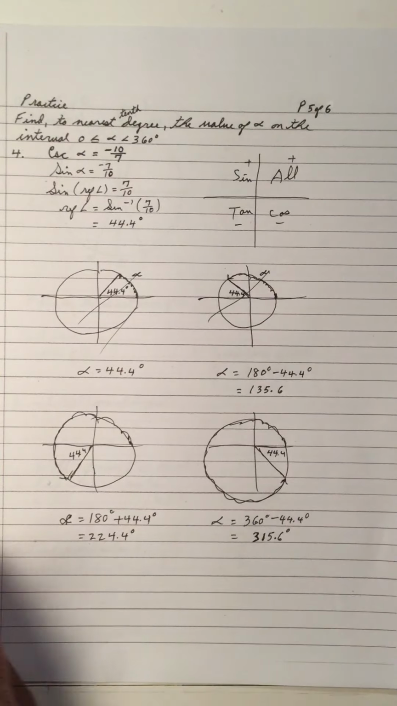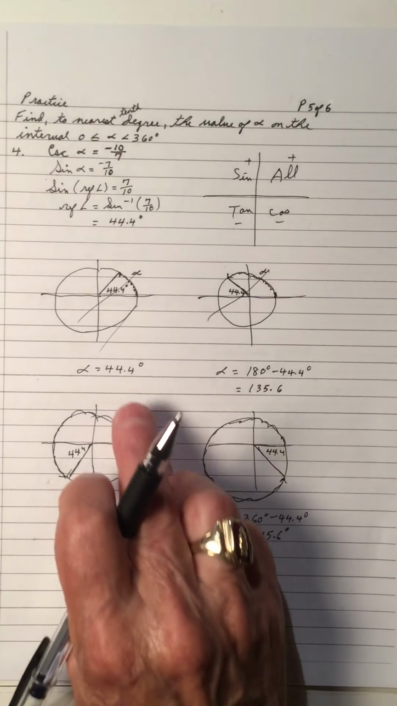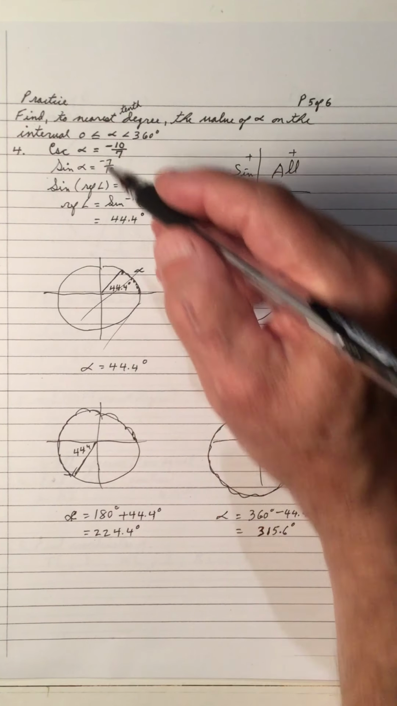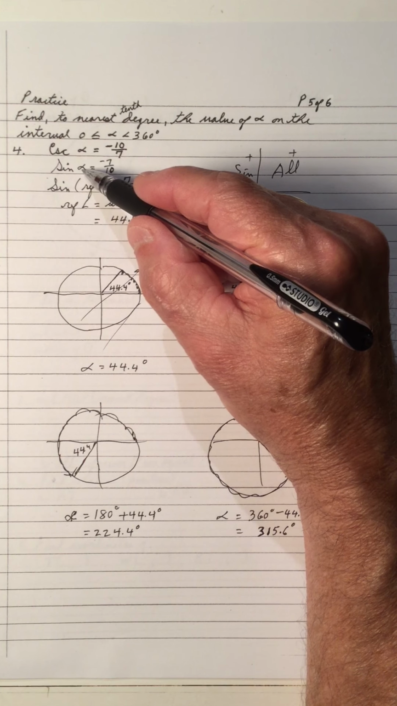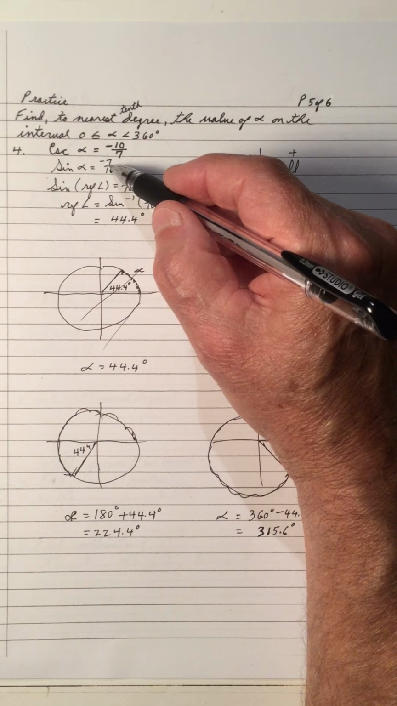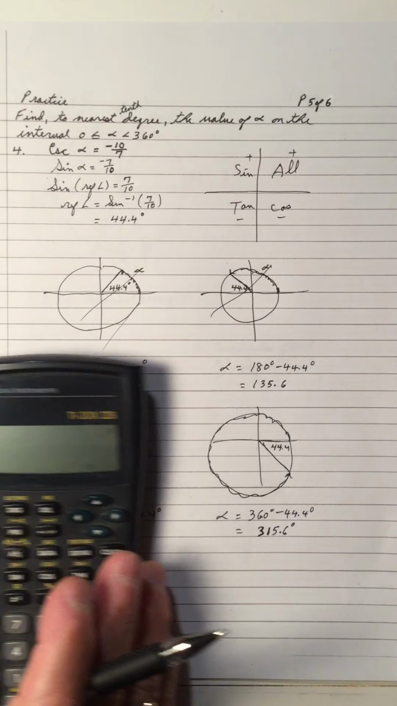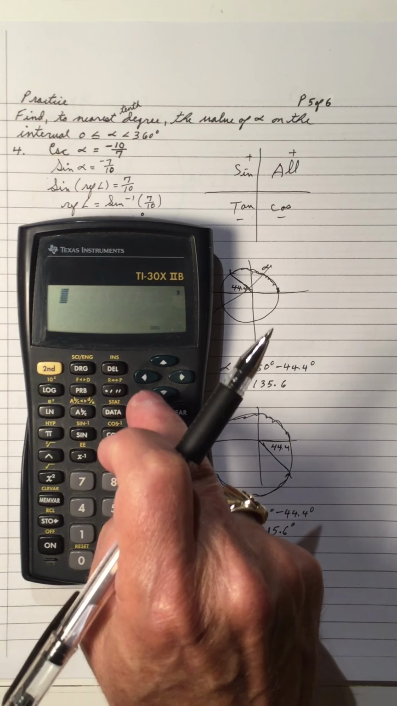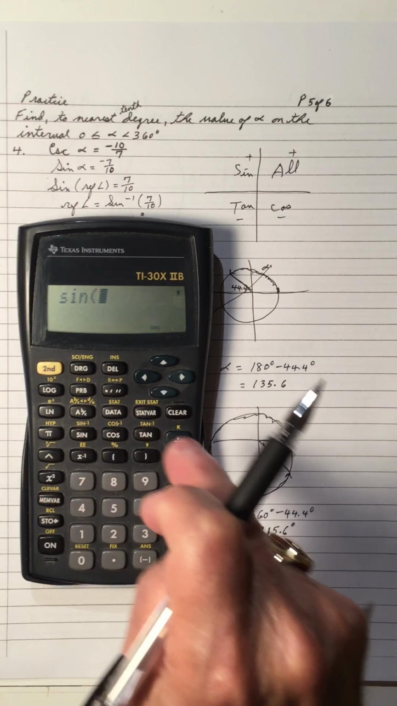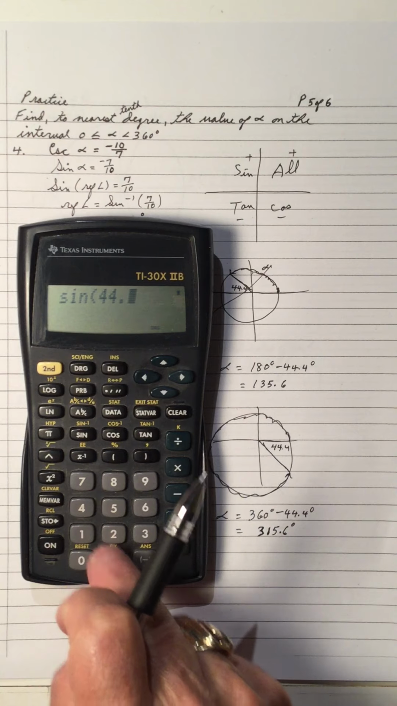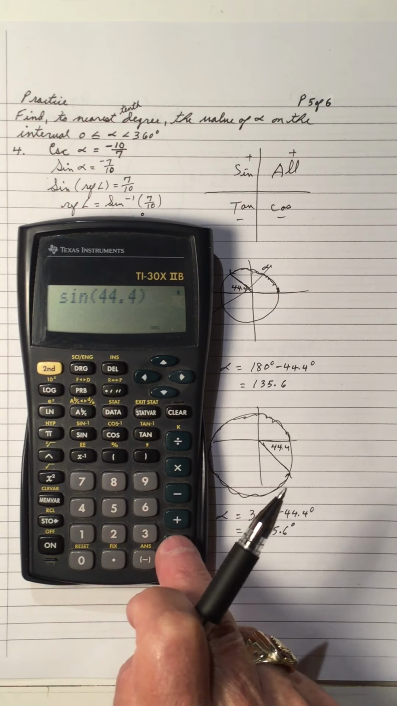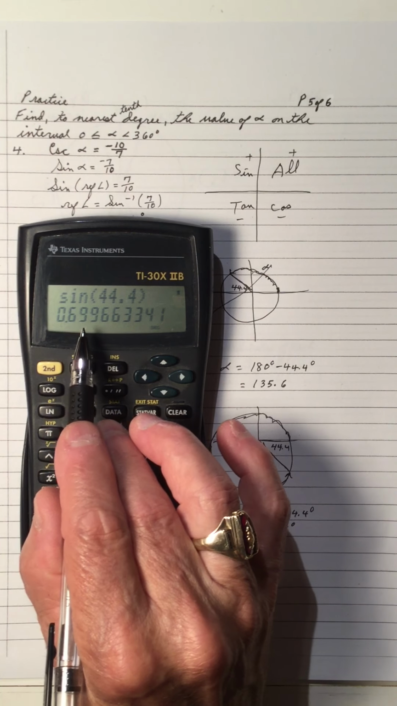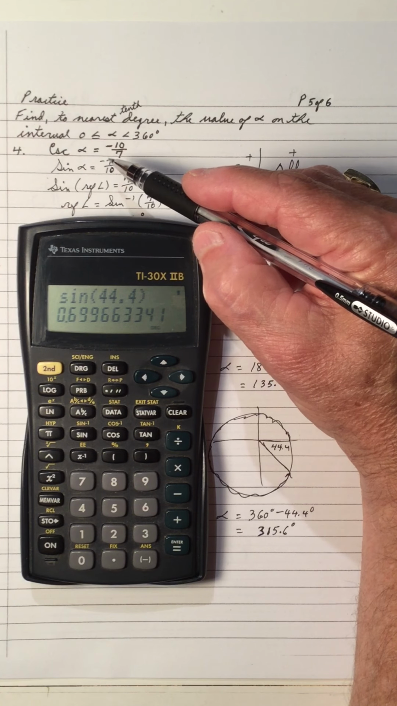Let's go back and check. Just check for a second. What about if I left 44.4 there? Remember what I said? If you plug the 44.4 back into here, then you should get a negative 7 over 10. So let's try it. The sine of 44.4 is 0.69, almost a 7, but it's not negative.